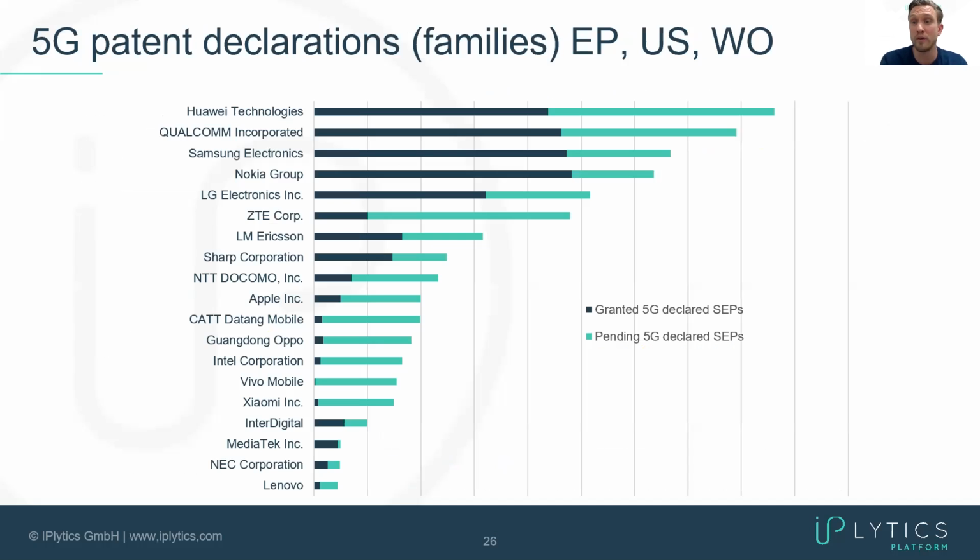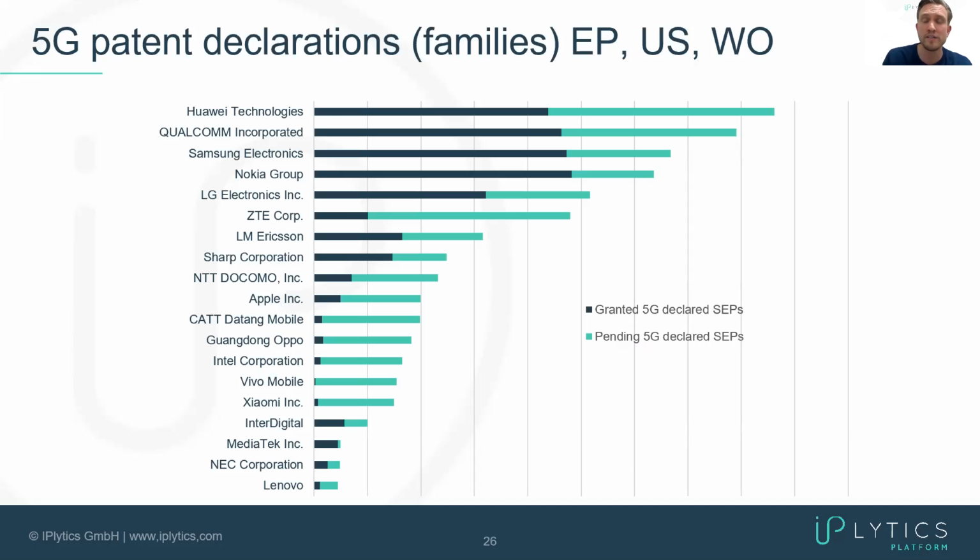You can also look at who are the biggest players, of course, in the market. Here we look at patent families filed at least in Europe, US, or as a PCT, meaning a worldwide application, granted versus pending patents. You see the big players are Huawei, Qualcomm, Samsung, Nokia, LG, ZTE, Ericsson, Sharp. These are the top companies that own patents that they declare to be essential for 5G in the market.